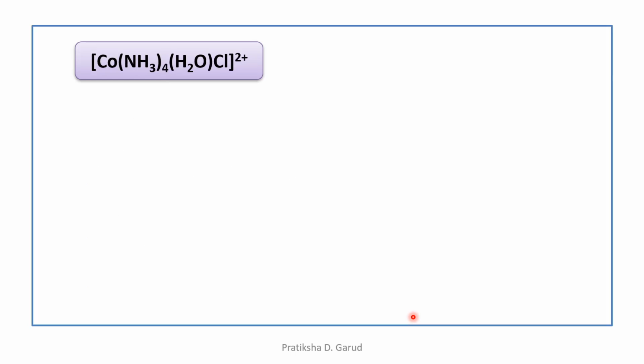That is [Co(NH3)4(H2O)Cl]. Now here there are 3 different types of ligands. The first ligand is the NH3 ligand, second is the H2O ligand, and third is the Cl ligand. Now this NH3 and the H2O, they are the neutral ligands. That means they are having the 0 charge, whereas the chlorine is having the -1 charge. So let's put the charges.